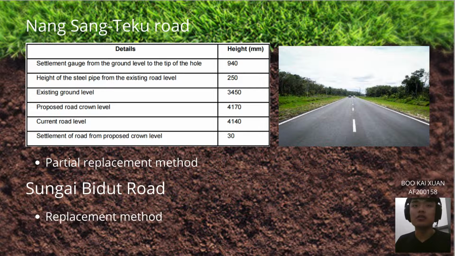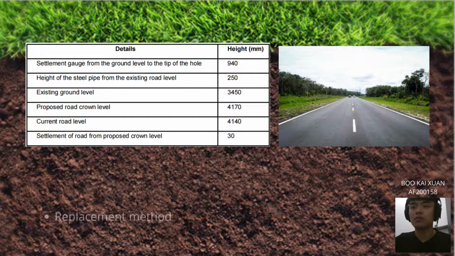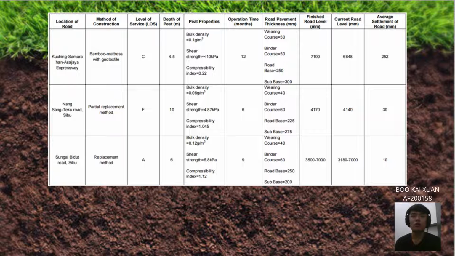The next road is the Nangsang Teku Road. The table shows the details of the road, and the method used is the partial replacement method. The third road is the Sungai Bidu Road, and it used the replacement method to build the road. These tables show the comparison of the three methods used on the three different roads.